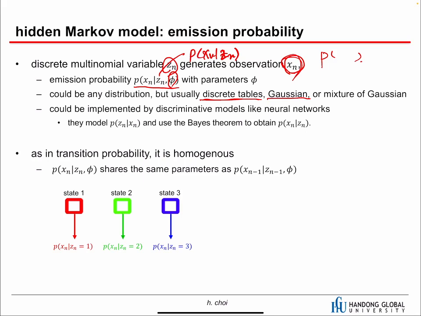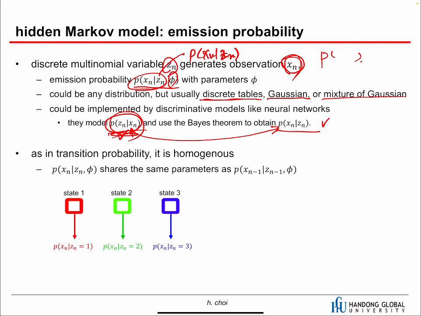Or if xn is continuous, then we can have a Gaussian. And if xn is a more complicated continuous variable, then we can have a mix of Gaussians. And then sometimes, even though this is what we need, we can have P of z given x. This one is actually a kind of classification model. From this model, we can estimate this one with the Bayes rule. Not exactly, because there are other constant terms, but roughly we can estimate this one from this classification model.